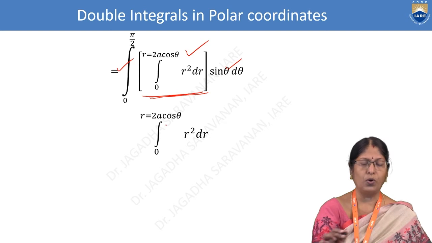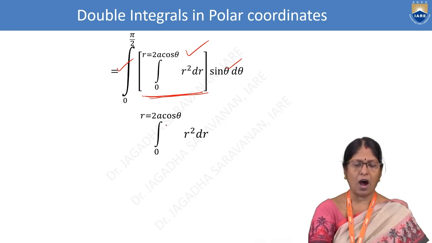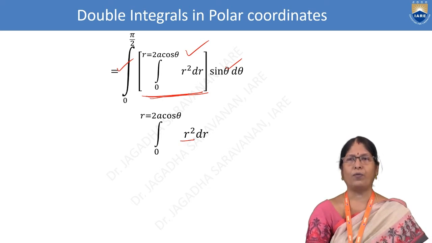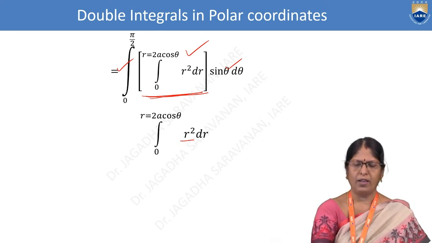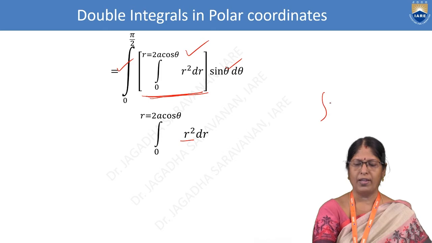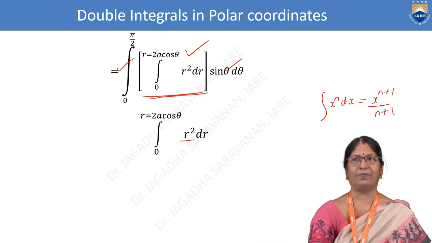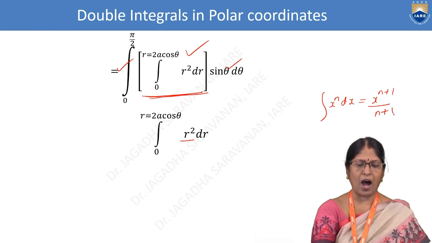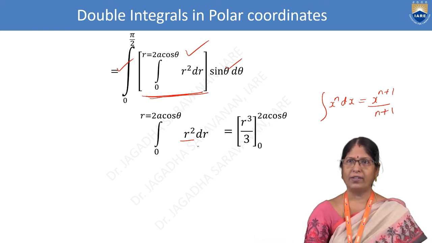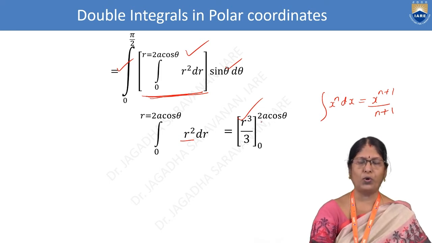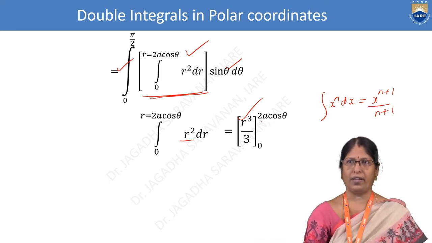So 0 to 2a cos theta, r square dr. Now this r square we have to integrate. Very simple formula: integral x power n dx is nothing but x power n plus 1 by n plus 1. So the integral of r square dr is nothing but r cube by 3, from 0 to 2a cos theta.